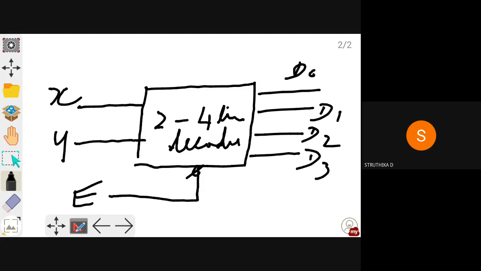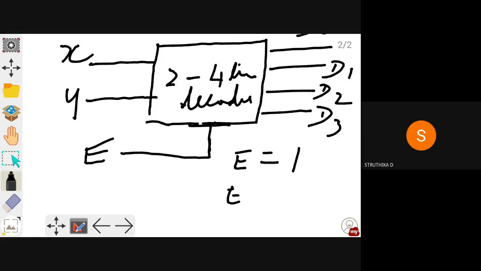So this is an extra input, the enable input. If E is equal to 1, this decoder will be enabled, and this logical circuit will function as a decoder. If enable is equal to 0, the decoder will be off. That is, for any input you won't get any output.